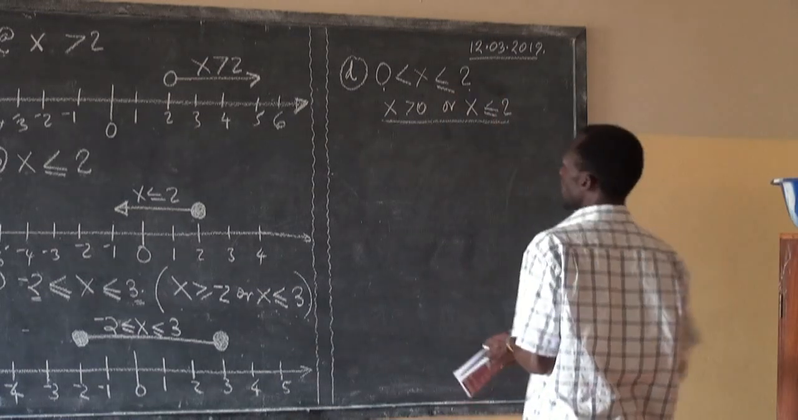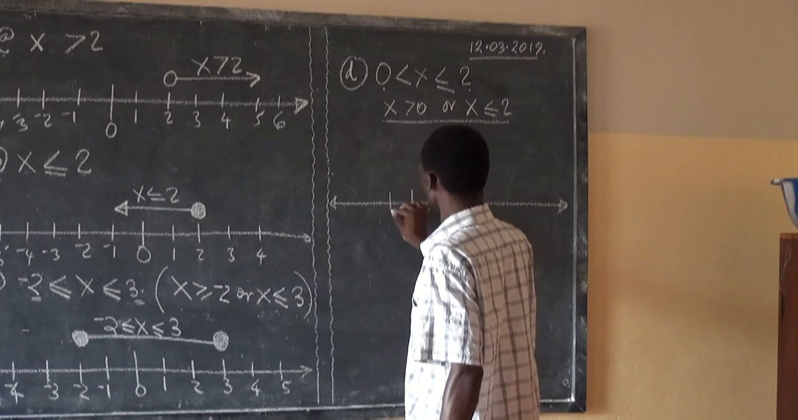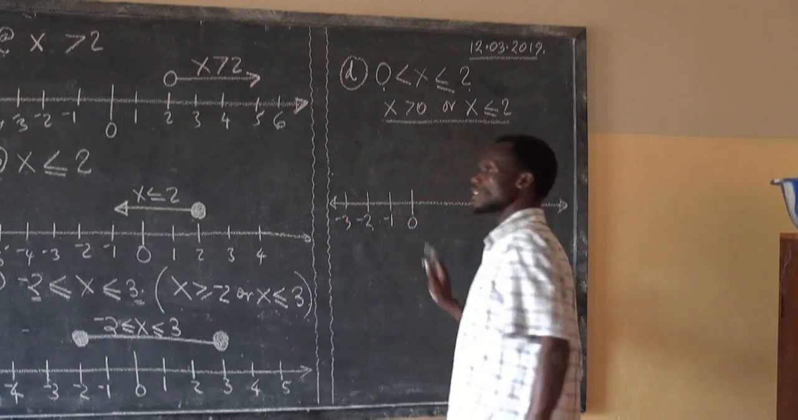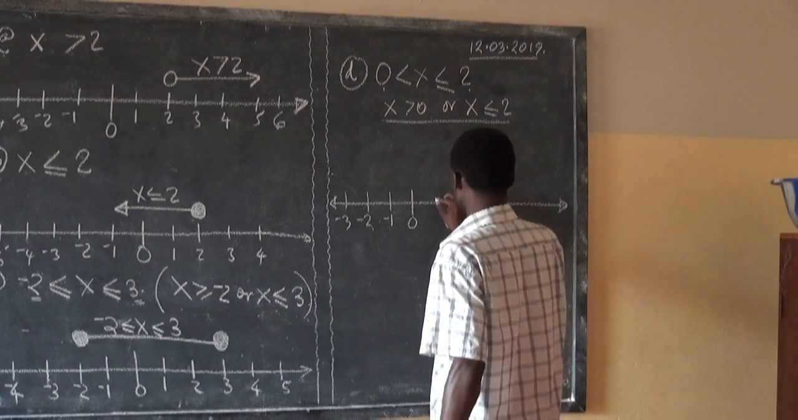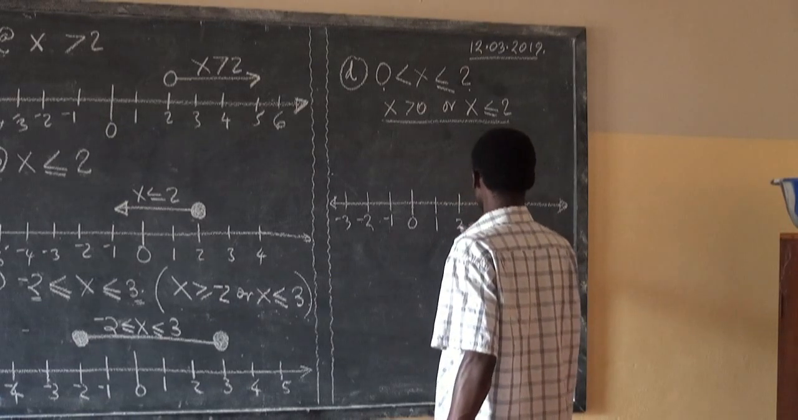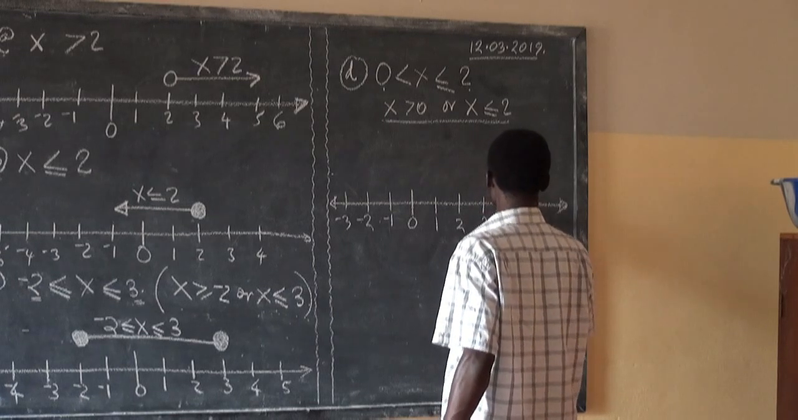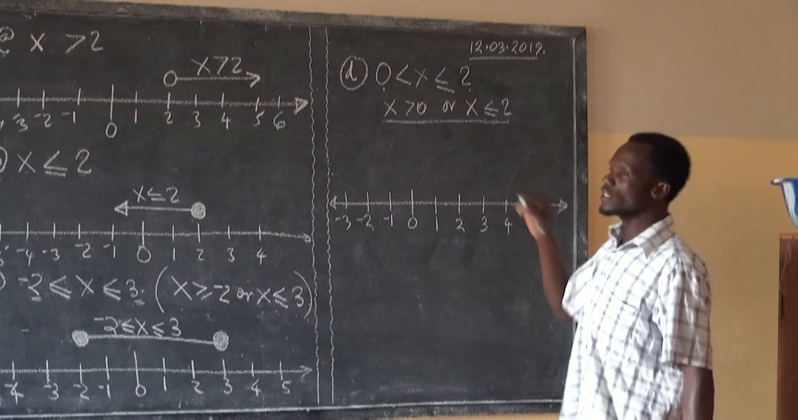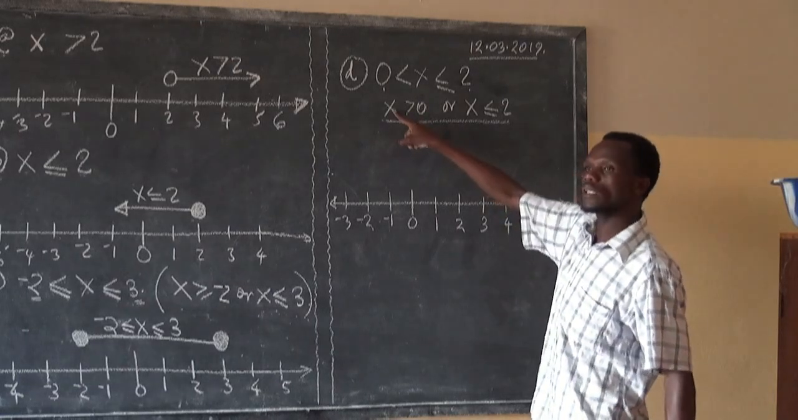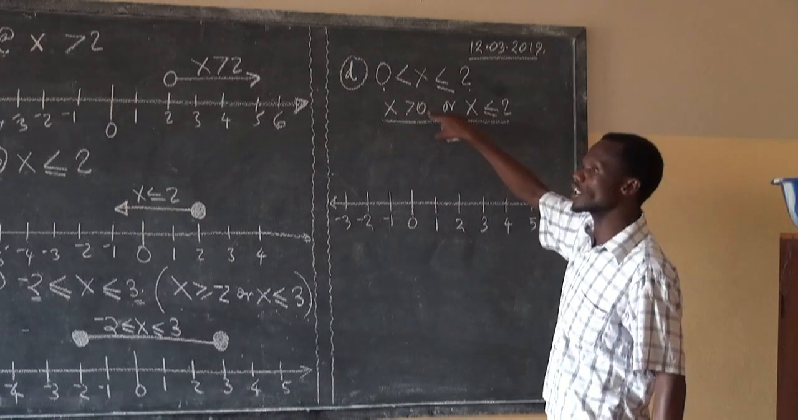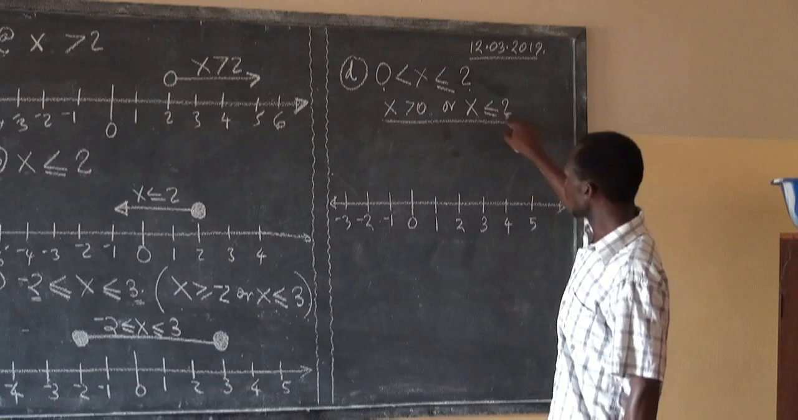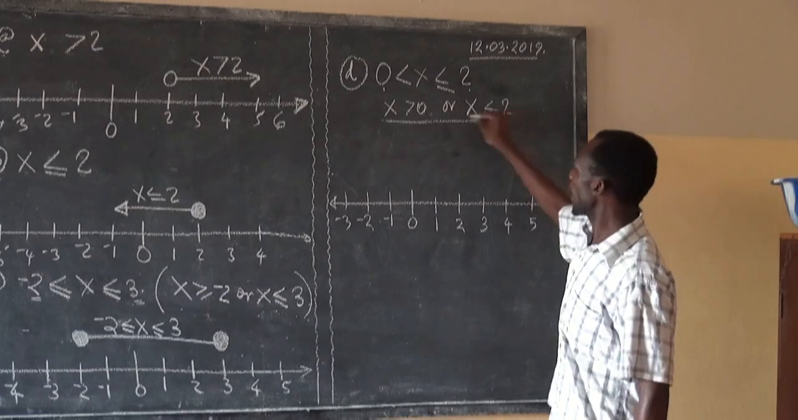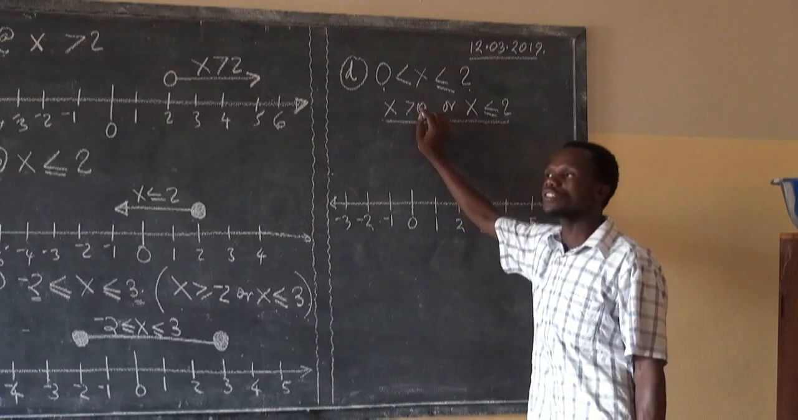If I may draw a number line, we have 0, 1, 2, 3 negatives. Numbers to the left are negative. Now we have 1, 2, 3, 4, 5. Now this is to say 0 is excluded. It is not included. And here 2 is included. Why? Because of the equal sign here. But because there is no equal sign here, 0 is not included.